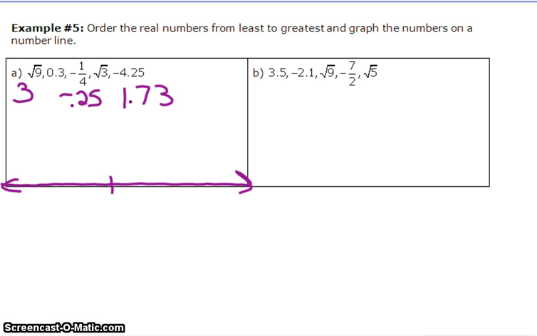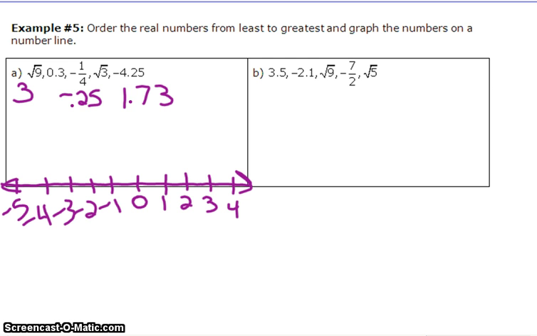I'm going to put 0 in there. Okay. 1, 2, 3, 4. On the other side, we start with negative 1 and work our way down. And what I'm going to do is plot my numbers on the number line. So I have 3, which is the square root of 9. And I'm going to put a little arrow. This is the square root of 9. I put them in their original form.